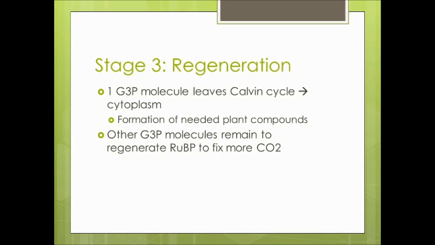In stage 3, we have regeneration. 1 G3P molecule will leave the Calvin cycle and enter the cytoplasm, and this will help in the formation of other needed plant compounds other than just these sugars. The rest of the G3P molecules will remain to regenerate RuBP to fix more carbon dioxide into these long carbon chains of carbohydrates in simple sugar form.